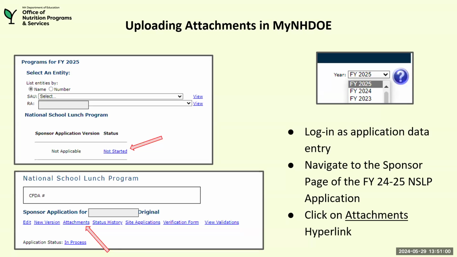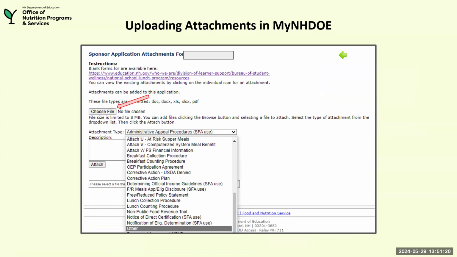After clicking here, it will bring you to the sponsor page of the NSLP application. Here, the application data entry will click on the attachments hyperlink, as you can see in the bottom screenshot. And this will bring you to where the completed attachments will then be uploaded. You will want to choose the file indicated by the red arrow, and then select the attachment type.